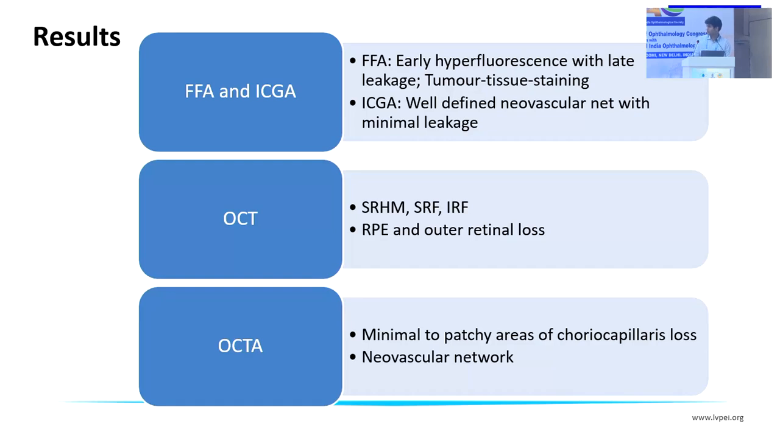We also conducted multimodal imaging analysis in eyes with choroidal neovascular membrane. On FFA, we could note an early hyperfluorescence with late leakage, and the tumor tissue was also staining with the dye, whereas on ICGA, a well-defined neovascular net with minimal leakage is noted. On OCT, subretinal hyperreflective material, SRF, intraretinal fluid, RPE and outer retinal loss were noted, and on OCT angiography, minimal to patchy areas of choriocapillary loss and neovascular network was noted.